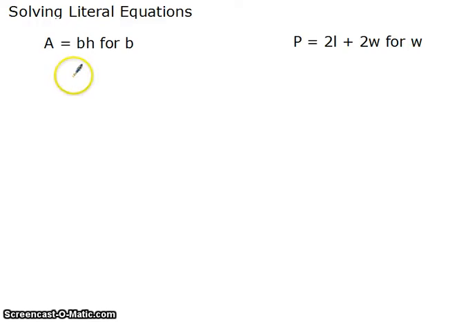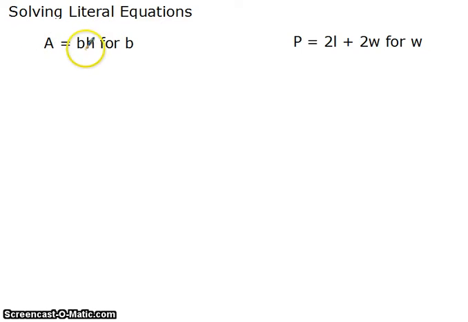Alright guys, we're going to solve some literal equations. Basically, it's where you take an equation and you manipulate it around so a different variable is by itself. So for instance, we have this equation A equals BH, and they want us to solve it for B. So that means just get B by itself.